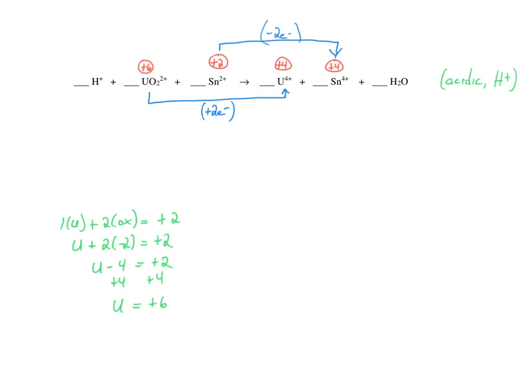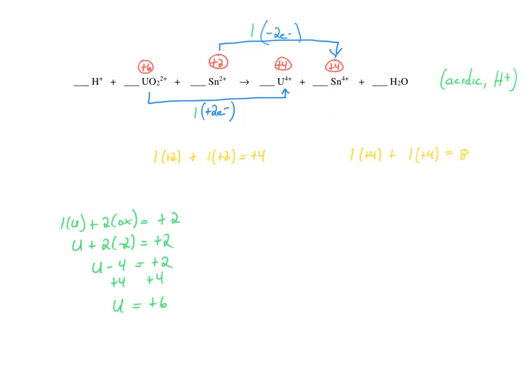Every redox reaction has to be balanced for electrons, meaning that the number of electrons lost must equal the number of electrons gained. And we see in this problem that even if we don't change any of the coefficients, the number of electrons lost is equal to the number of electrons gained, because uranium is going to be reduced by 2 units, tin is going to be oxidized by 2 units. As a last step, we're going to balance the charge. And since we are in an acidic solution, what we're going to use to balance charge is H plus ions.